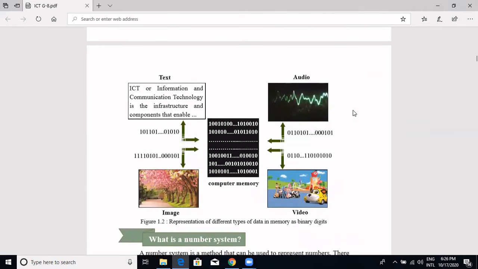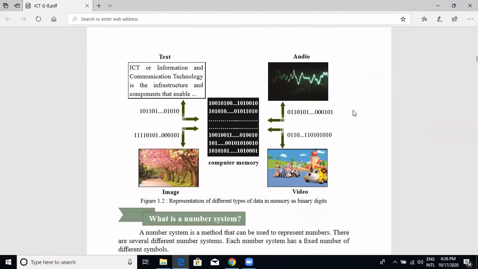If you see in this example, there is text, audio, video, and images, but everything will be converted or represented as numbers in the computer memory. The computer is more familiar with numbers. That's why number systems come in here.